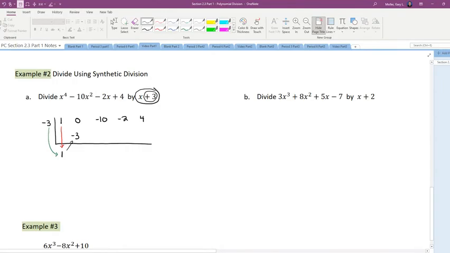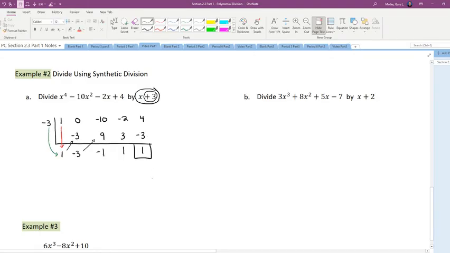Then I add 0 and negative 3 makes negative 3. I multiply, I get positive 9. I get negative 1. I multiply again, and I get 3. I get 1. I get negative 3, and I get 1.